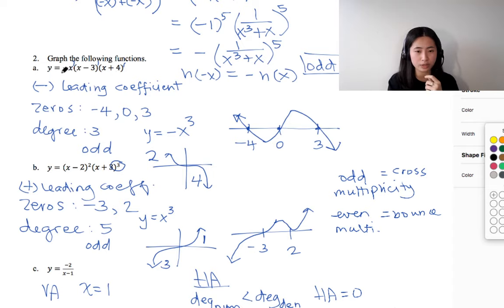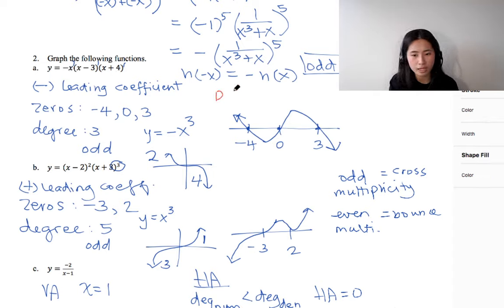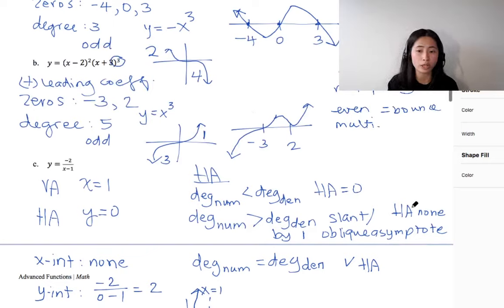Okay, so the domain for this, and this is for part A, we have all real numbers. And then for our range, it's also all reals. Or you can just say negative infinity, comma, positive infinity. It's the same thing. And then for part B, because it's a polynomial function, the domain is all real numbers, and the range is all real numbers.